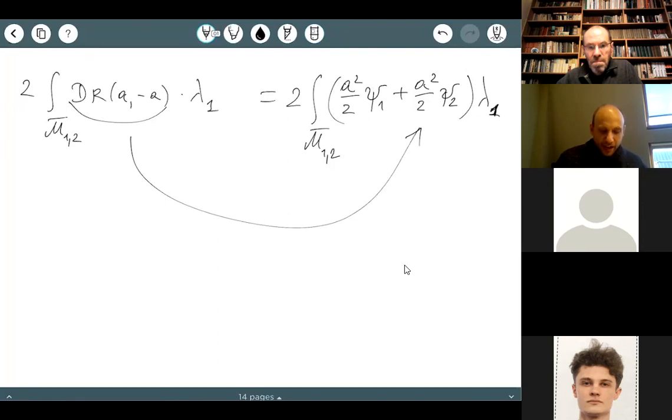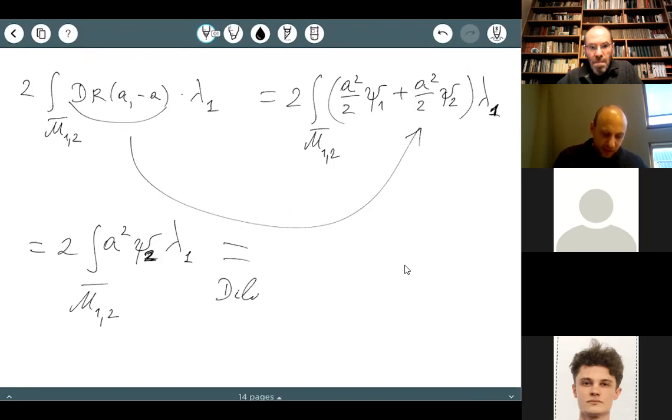Okay, so this is a symmetric expression. So I can write this as twice the integral of a squared psi 2 lambda 1, because the marked points play symmetric roles. And here I use dilaton again. Once again, the class lambda 1 is a pullback from M11 bar, and I just have this psi 2.